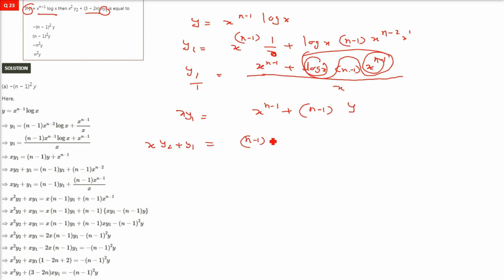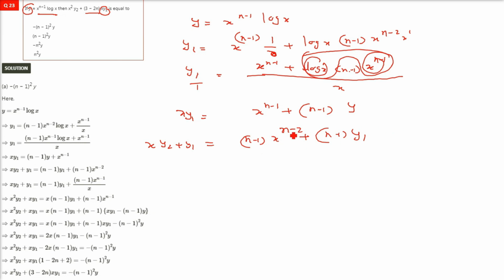So n minus 1, x to the power n minus 1 will be n minus 1, x to the power n minus 2. Then the constant is n minus 1. Differentiation of y is y1. Okay, so this is x y2, and we need the 3 minus 2n terms. So how are we going to get this? Let us see. n minus 1 into x to the power n minus 2.